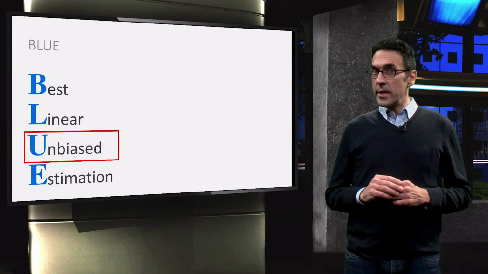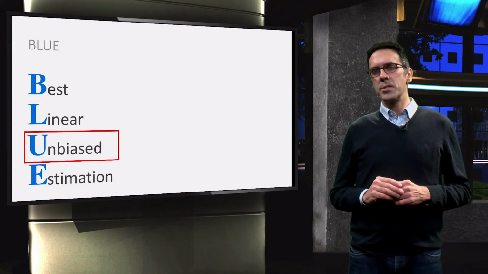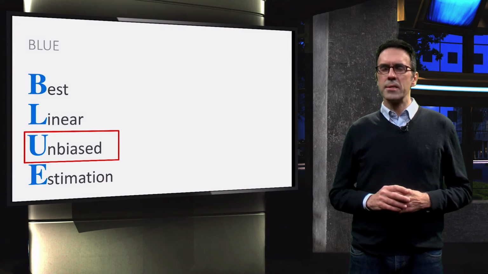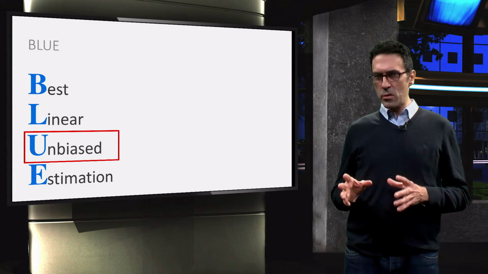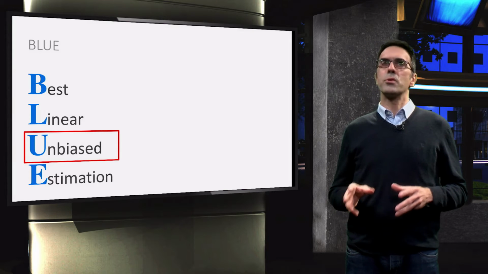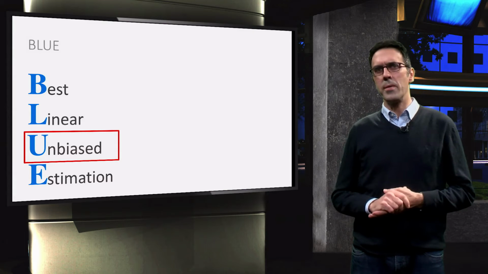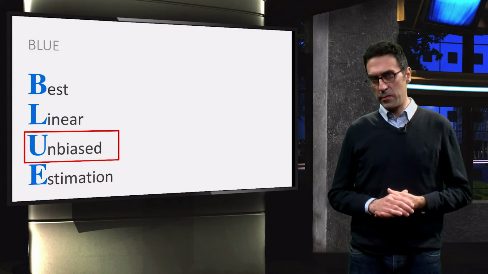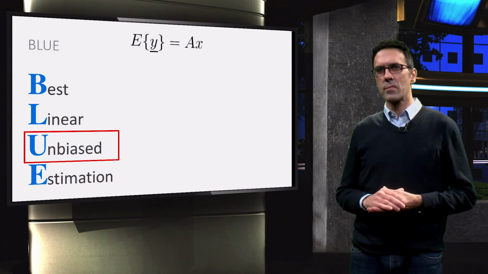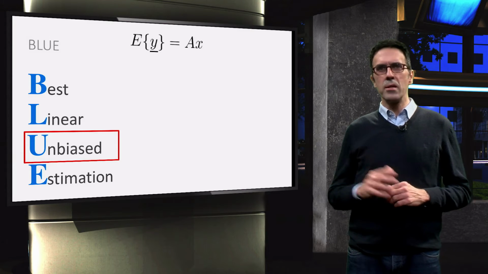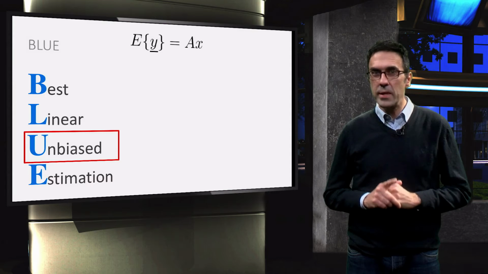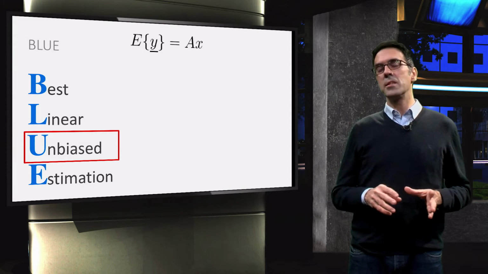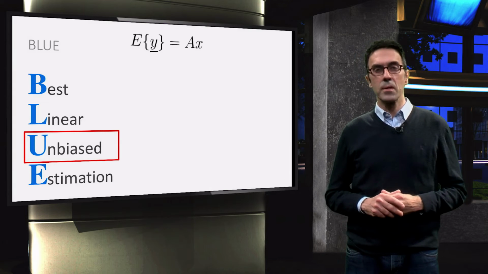The third element in the acronym BLUE represents unbiasedness as a property. When an estimator is unbiased, this means that we expect that the value of that estimator is equal to the true but unknown value of that parameter. In mathematics, we use the expectation operator for this property. You may remember that we use this linear model of observation equations. It means that we expect that our observations are well represented by the linear model Ax. This is an assumption.